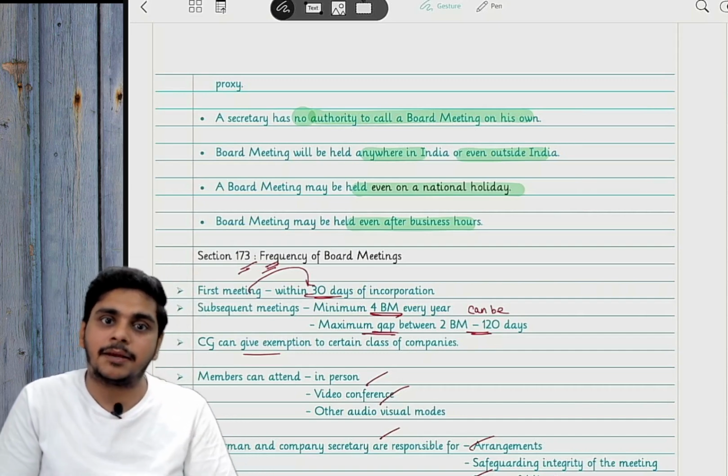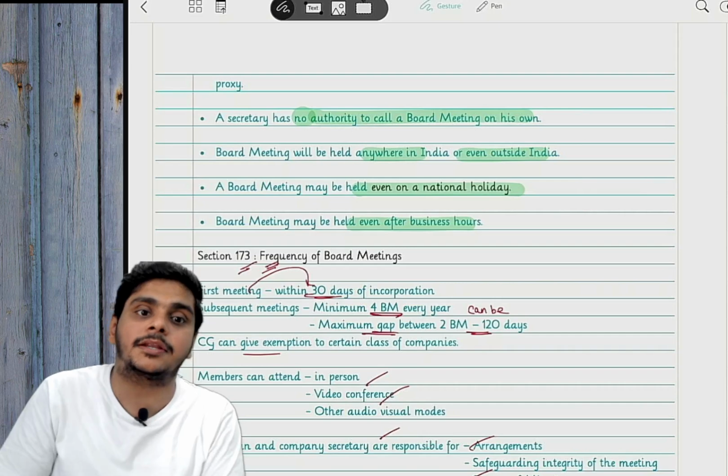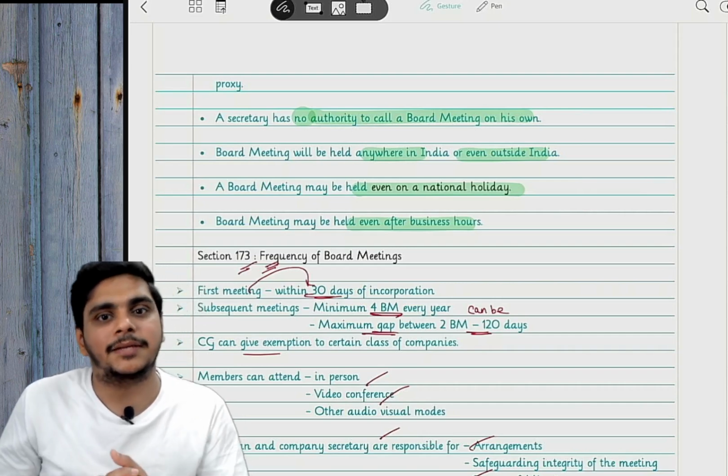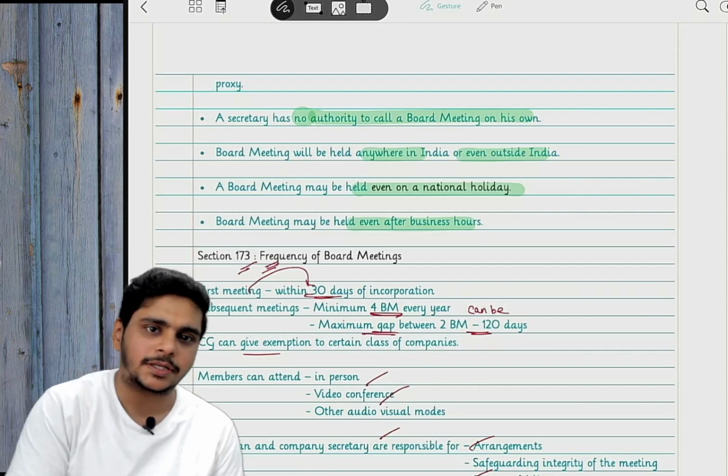Business hours are 9 a.m. to 6 p.m. The condition is only on the adjourned board meeting. An adjourned board meeting can be held only on any day except a national holiday. Understood? So all these small pointers are there in section number 174.